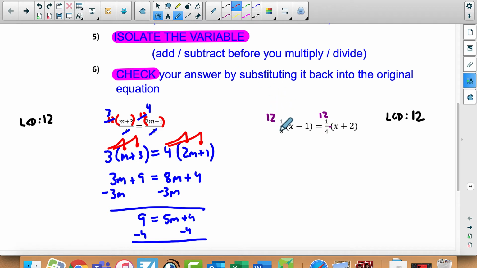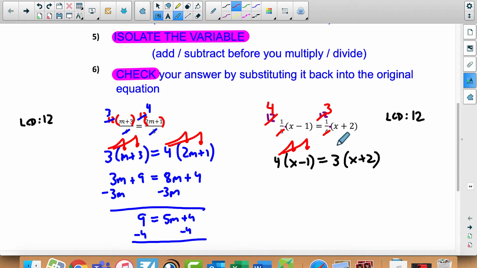So 12 and 3, you can divide them both by 3, that becomes 1, no need to put it, and 12 divided by 3 is 4. And over here, 12 and 4, divide them both by 4, so that becomes 1, no need to put it, and 12 divided by 4 is 3. So what are you left with? You're left with 4 times 1, well that's 4, and you still need to multiply that by x minus 1. And on this side, you have 3 times 1, which is 3, and you still have to multiply it by x plus 2.